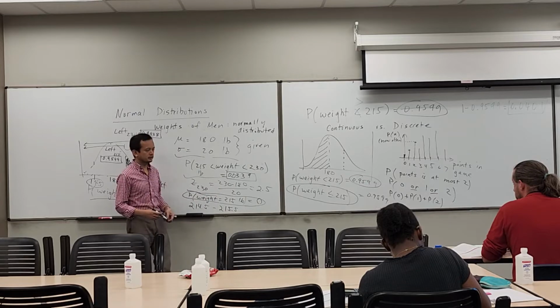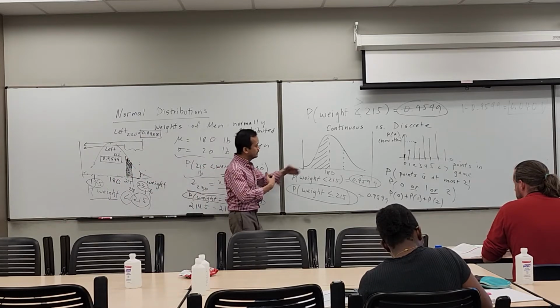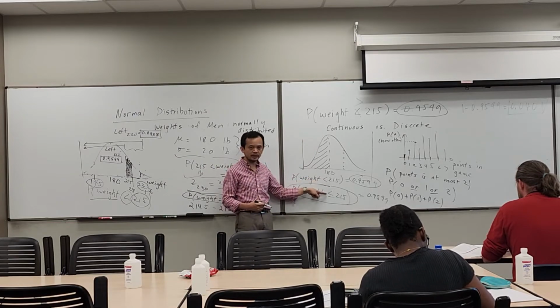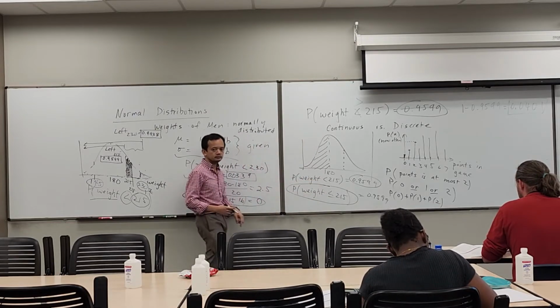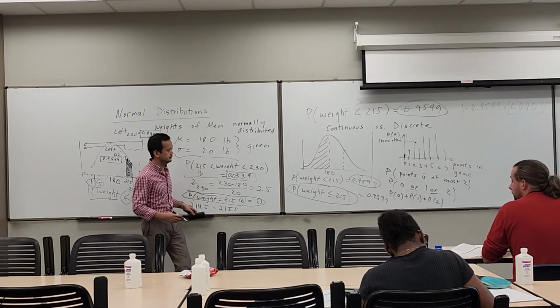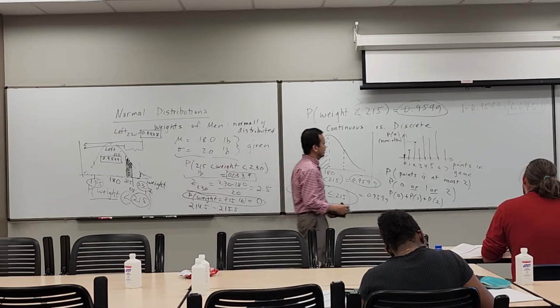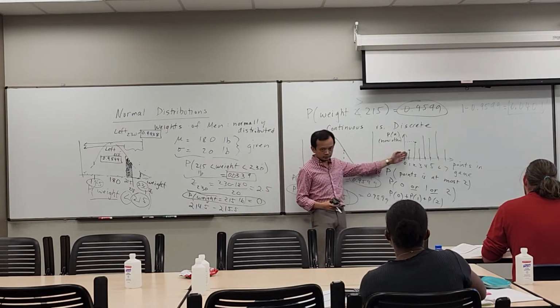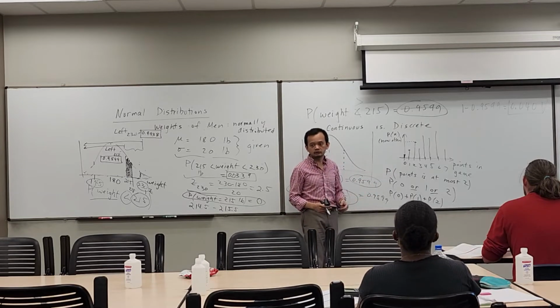Okay, that's why it's exactly the same. So in a continuous distribution, whether you include that boundary point or not, it doesn't matter. Any questions? But in a discrete distribution, does it matter if you include the boundary point?